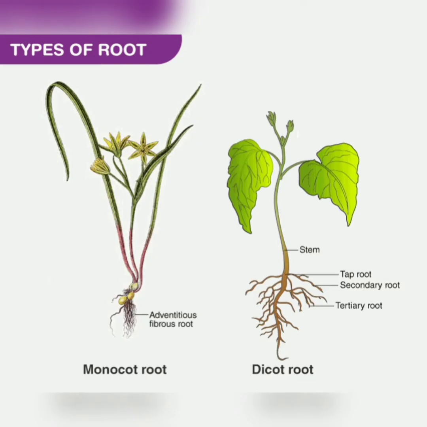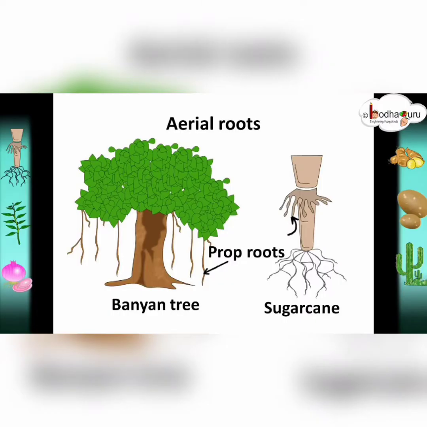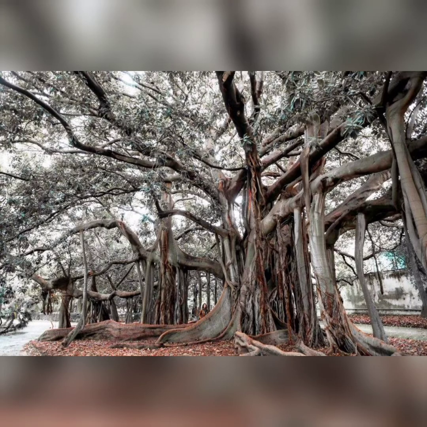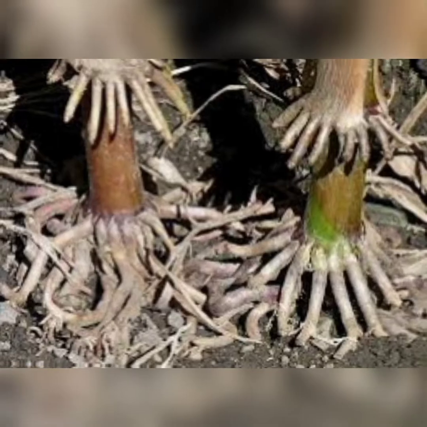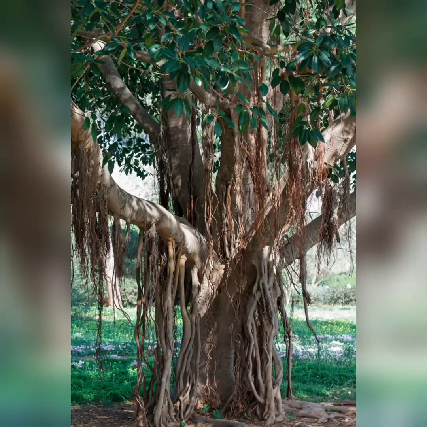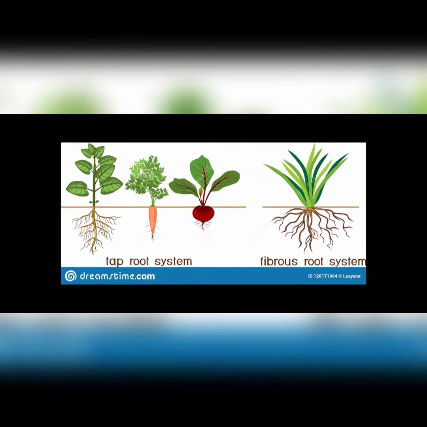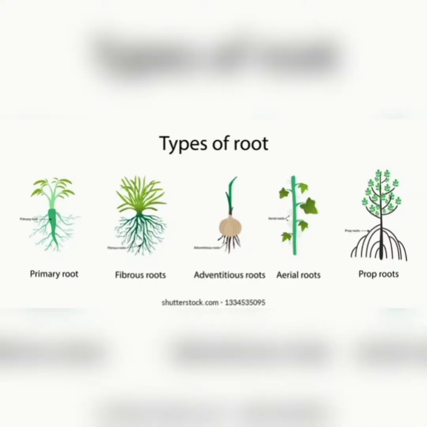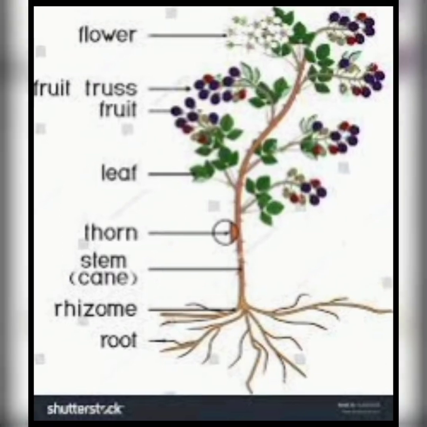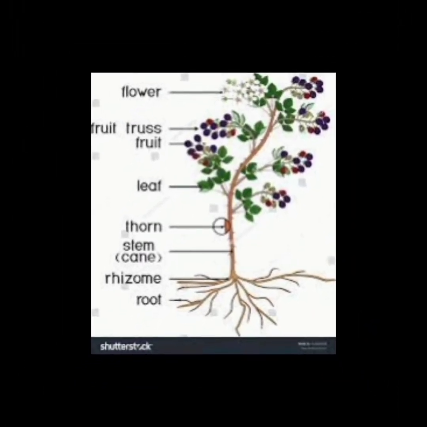Next, modification of roots. Roots of some plants change their shape and structure and become modified to perform functions other than absorption and conduction of water and minerals. They are modified for support, storage of food, and respiration. Like the tap roots of carrot and turnip, and the adventitious roots of sweet potato, which get swollen and store food. The roots of the banyan tree are known as prop roots.